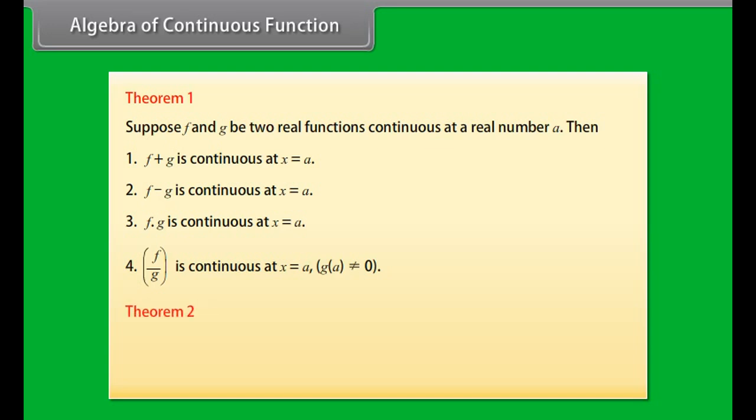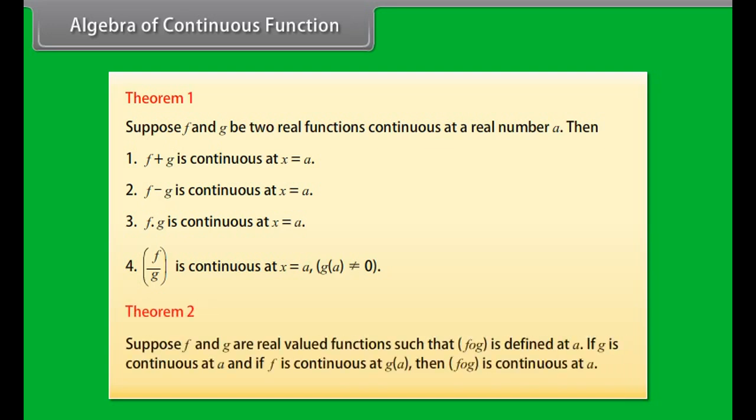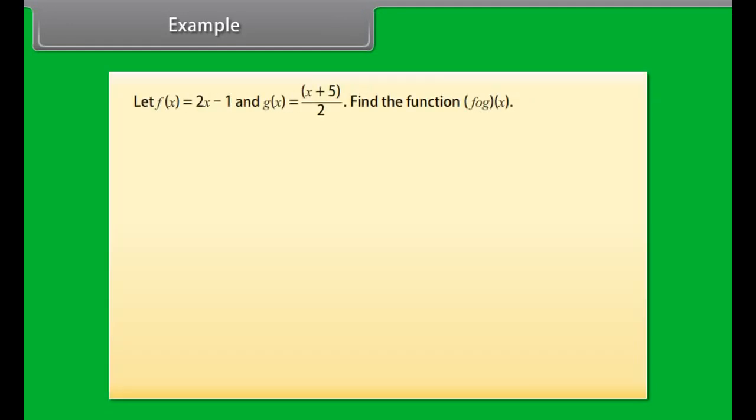Theorem 2. Suppose f and g are real valued functions such that f of g is defined at a. If g is continuous at a and if f is continuous at g of a, then f of g is continuous at a. Example: let f of x is equal to 2x minus 1 and g of x is equal to (x plus 5) by 2. Find the function f of g of x.